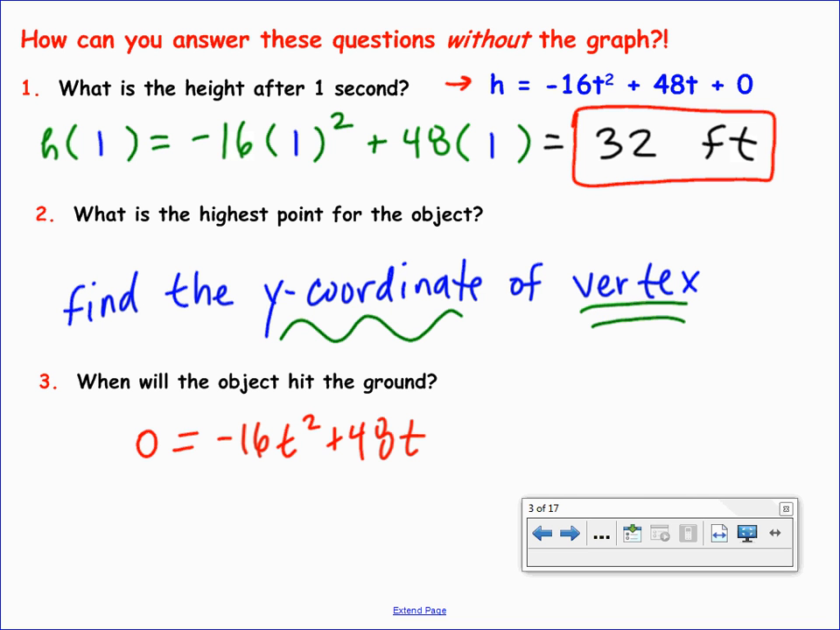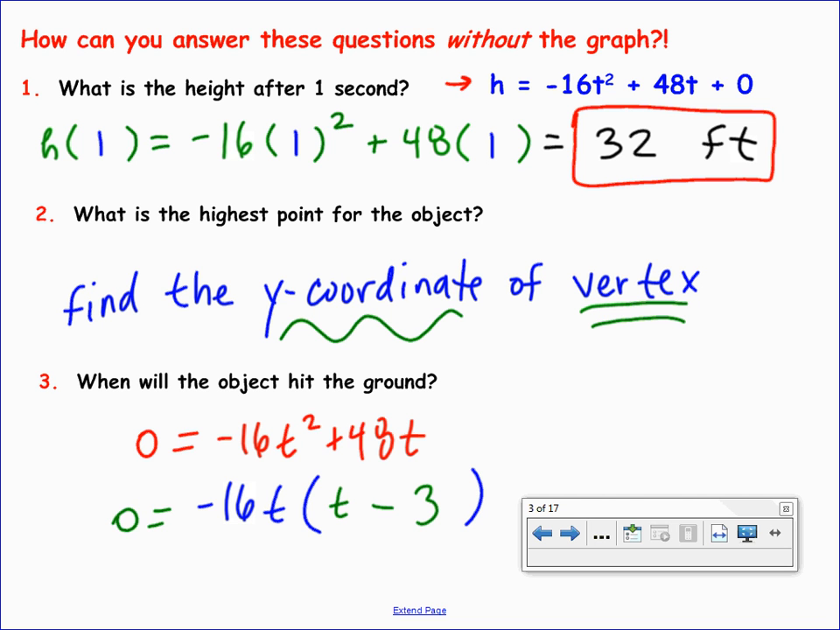And the answer is, you bet your boots. We could pull out a negative 16 and a t. So I'm going to go ahead and pull out negative 16t and rewrite in a reverse distributive property problem. Inside I have t minus 3. If I multiply that negative 16t through the parentheses, I would get my original polynomial. I'd get negative 16t squared plus 48t. Therefore, I know I factored correctly.